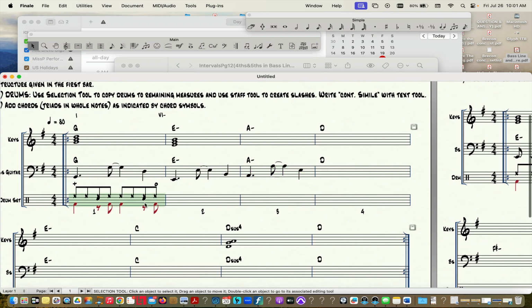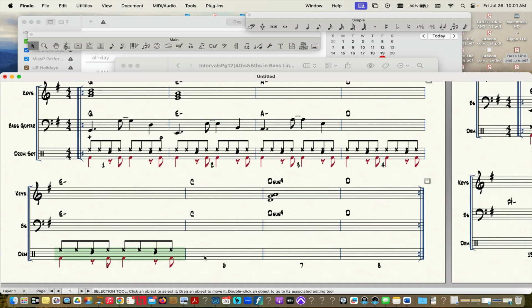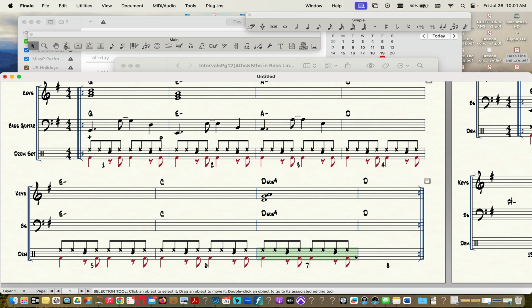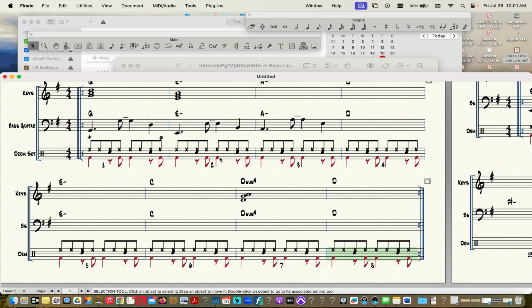And then finally, I rewrite this drum groove. I keep rewriting it. The drummer would actually be playing this. However, we would not have to rewrite it every time.